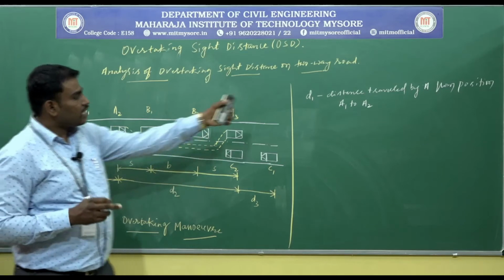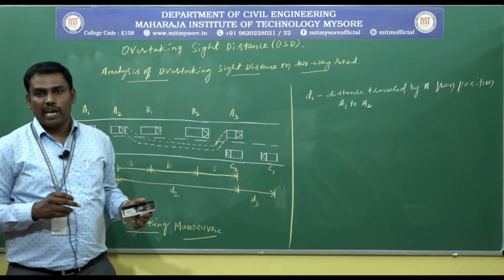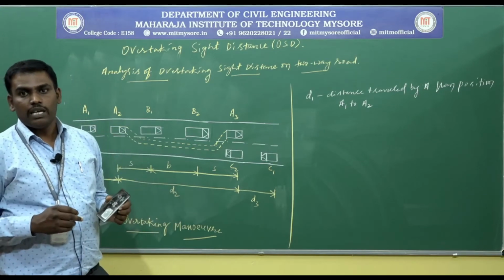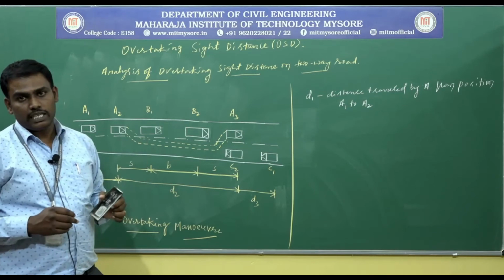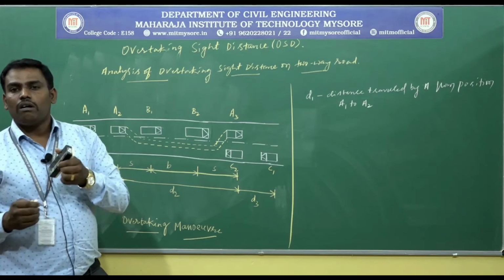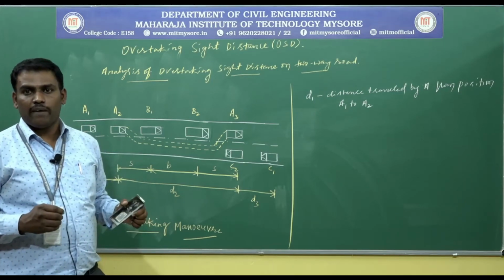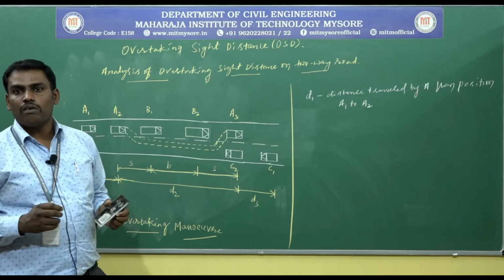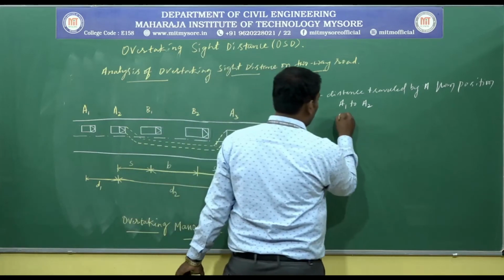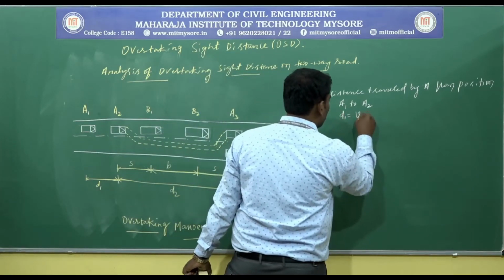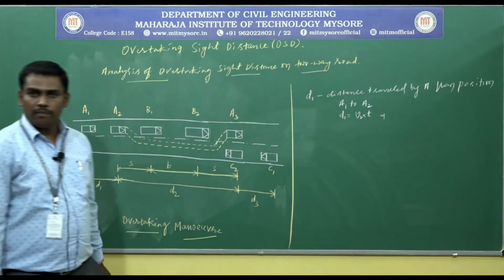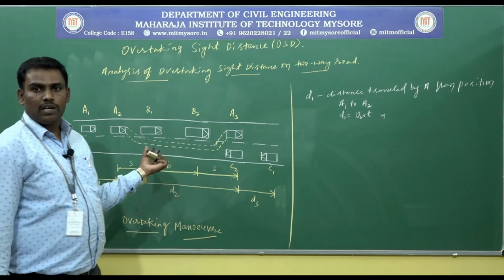D1 is the distance travelled by the overtaken vehicle during the reaction time t seconds. We know that the distance travelled by a vehicle is equal to the product of speed and time. Then D1 is equal to VB multiplied by t meters, where t is the reaction time of the driver and VB is the speed of the overtaken vehicle.